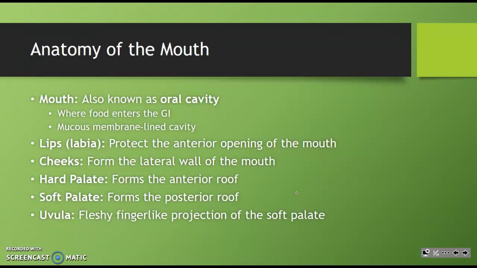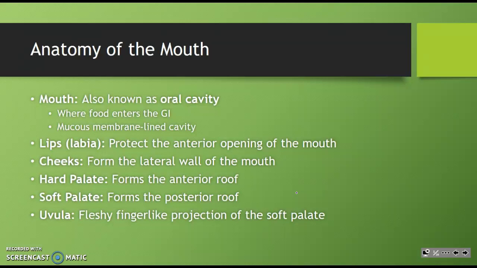So first we're going to get into the mouth. The mouth is also going to be known as your oral cavity, and this is where food is going to enter into the GI tract. Your lips are going to be the outer portion of the mouth to protect it. Your cheeks are going to form the lateral part of the mouth, and then the hard and soft palate are going to form the top of your mouth.